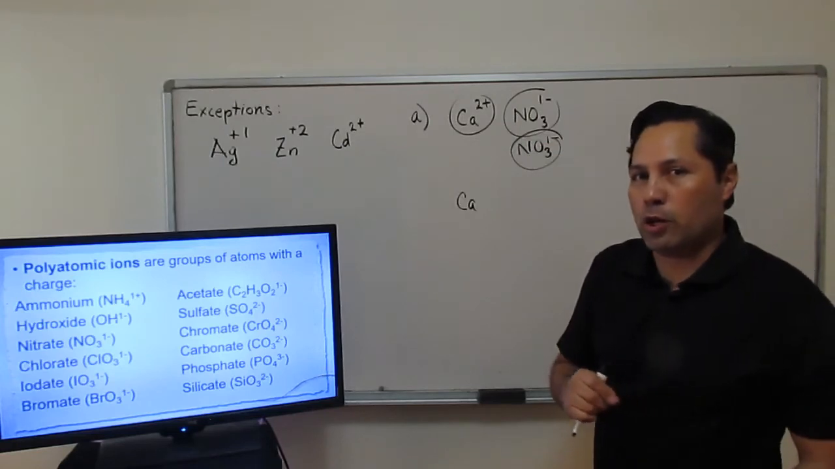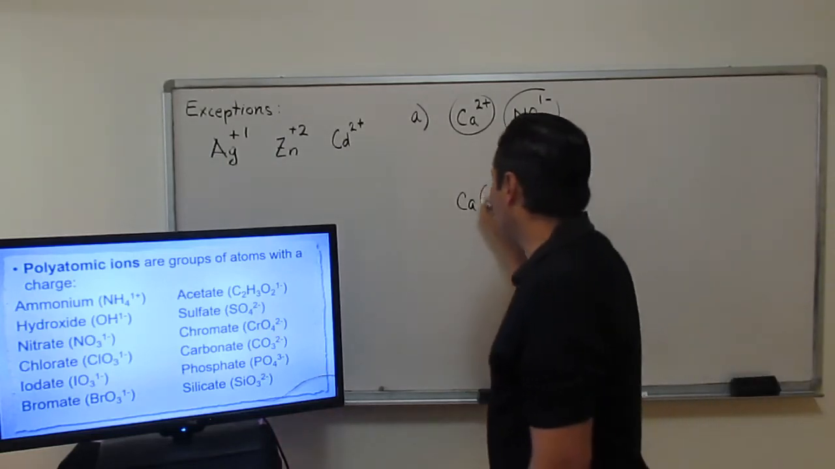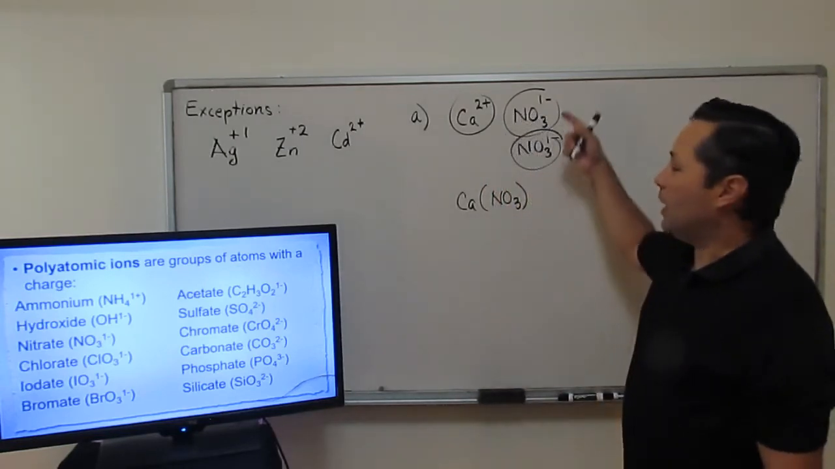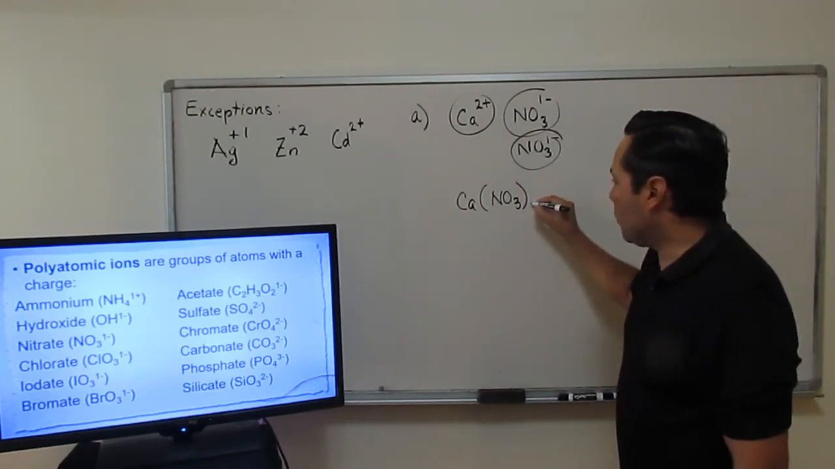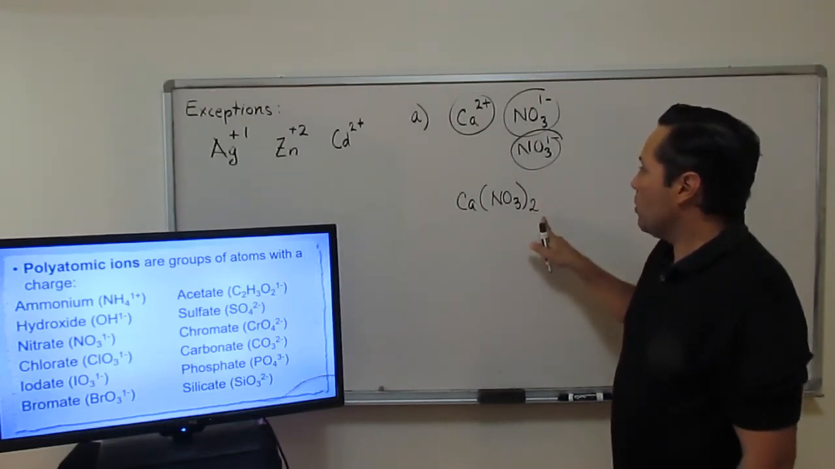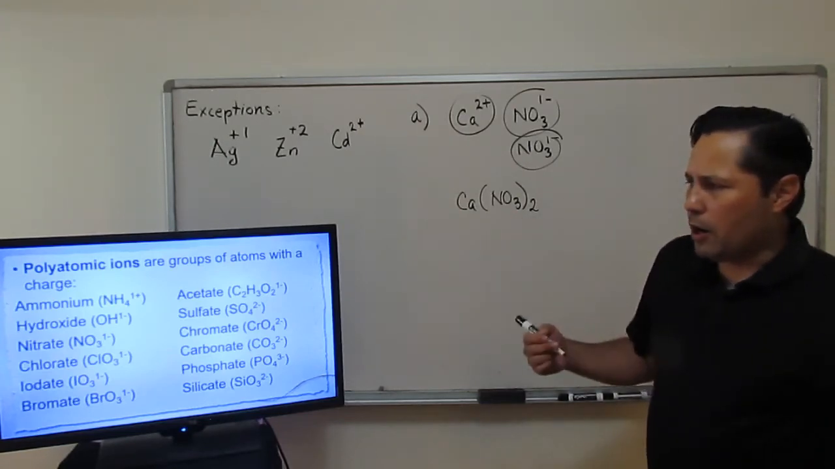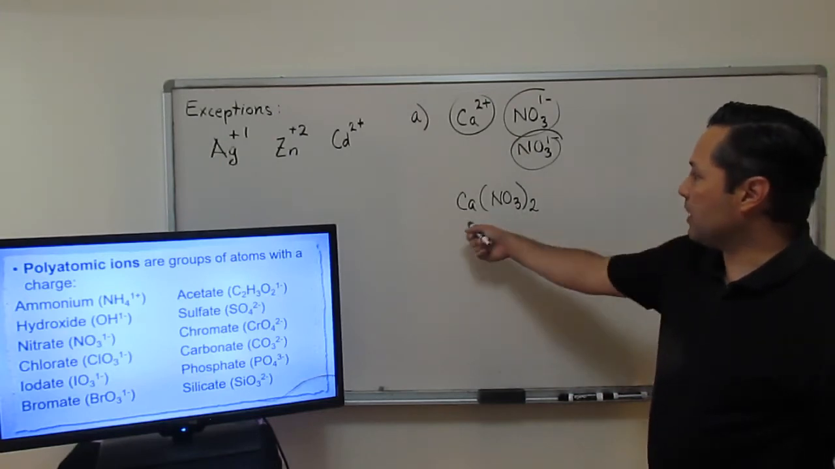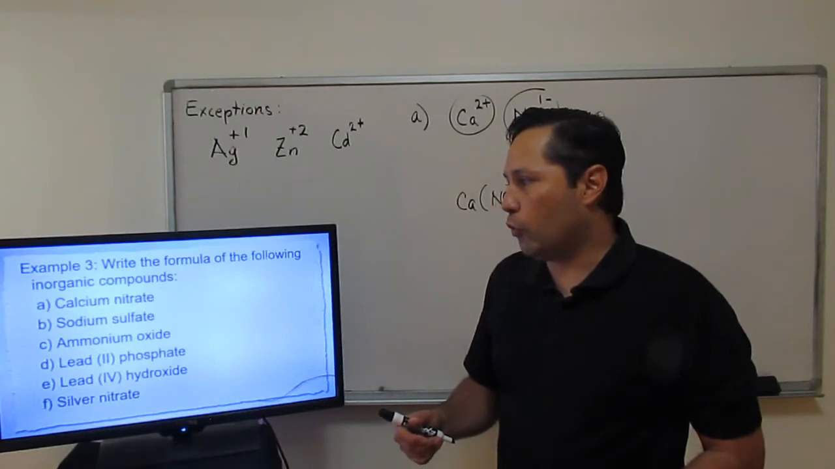Now I mentioned this earlier. Groups, you have to put them in parentheses. So there's my group. And how many of them do I have? 2 of them. So in the bottom right corner, outside of the parentheses, there's a 2, meaning that I have 2 groups of NO3. Alright, so there's our first one. That is calcium nitrate. The next one, sodium sulfate.